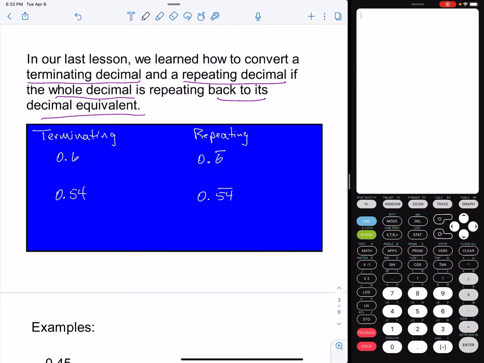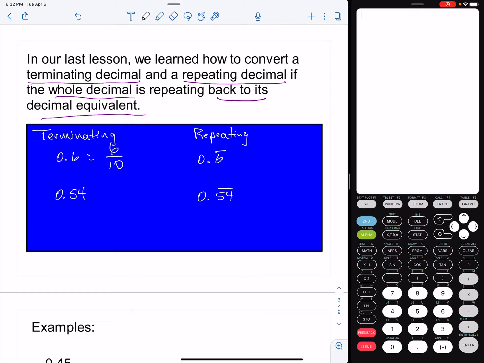So terminating, 0.6. I want to change that into a fraction. Well, we learned that in order to do it, all you have to do is say it correctly using place value. So to say 0.6 correctly, you would say that is 6/10. So that's exactly how you'd write it, 6/10. And then, of course, you'd simplify it.